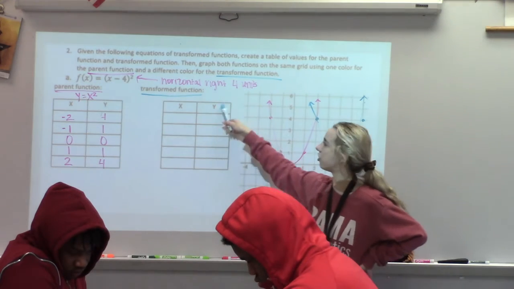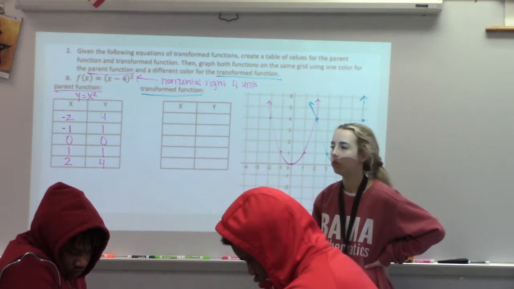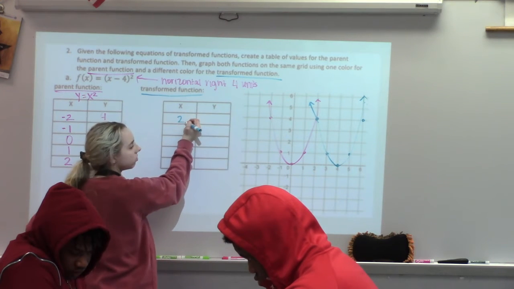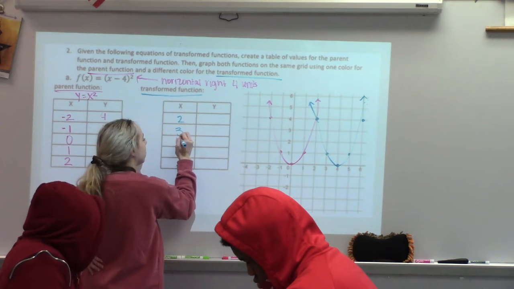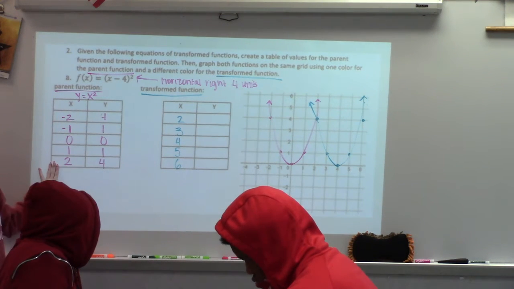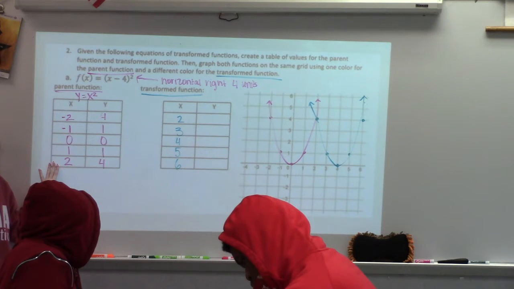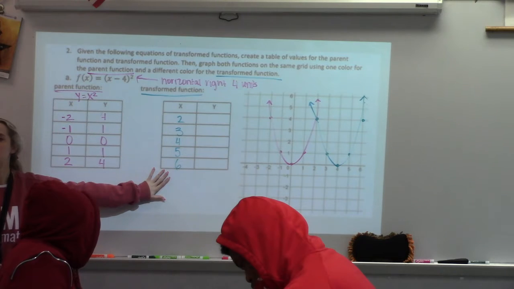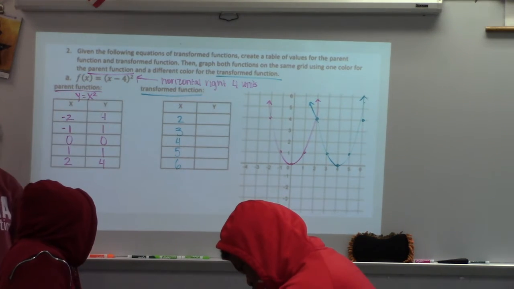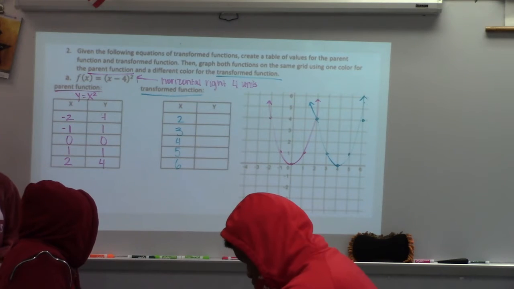Well, what changed in the table? The x values. Okay, so what's the new x value? Starts with 2. So how are these x values different from the parent function's x values? Okay, do y'all see? From here to here, we added 4. But in the equation, it's subtracting 4. So why is it different? It's opposite. Okay, do y'all see that?